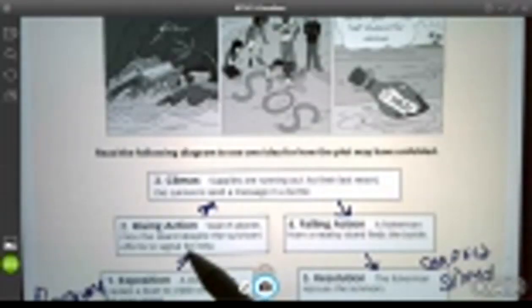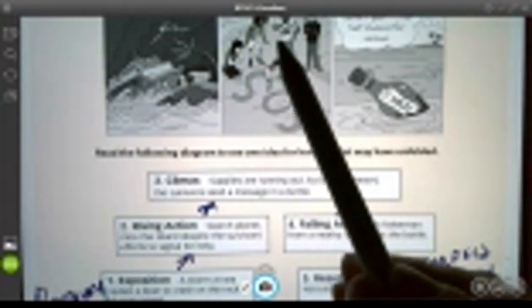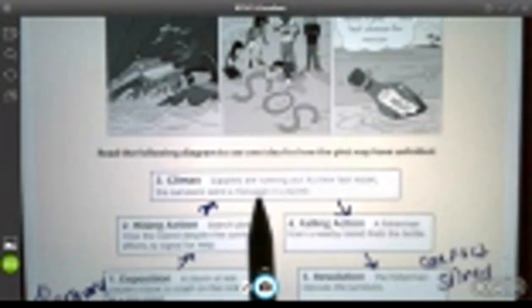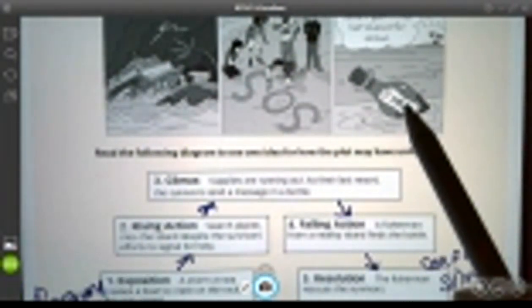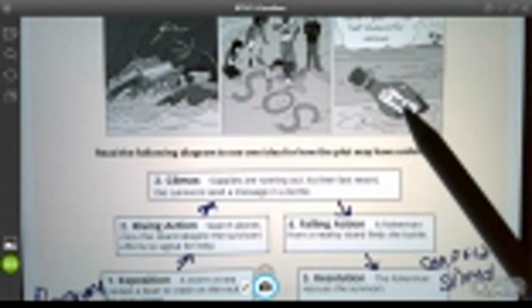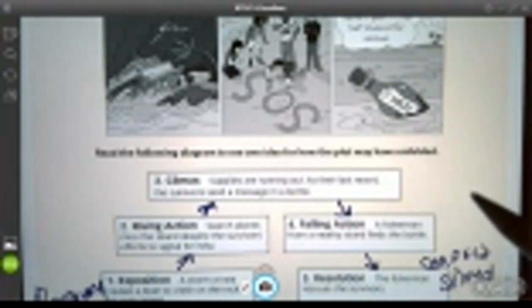So that leads up to the climax, and you can notice that they look pretty desolate and desperate. Supplies are running out. As their last resort, they send a message in a bottle. It says, "There it goes, our last chance for rescue." In the falling action, and you don't see this in the picture, but in this story, the falling action would be that a fisherman from a nearby island finds the bottle. In the resolution, the fisherman rescues the survivors.